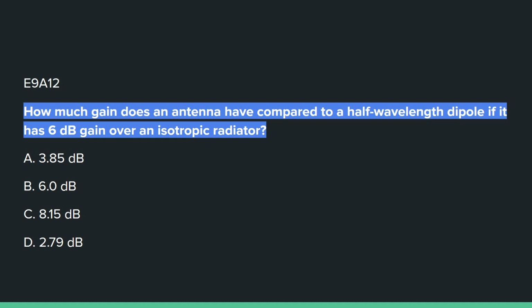E9A12, how much gain does an antenna have compared to a half-wave length dipole if it has 6 dB gain over an isotropic radiator? A, 3.85 dB.